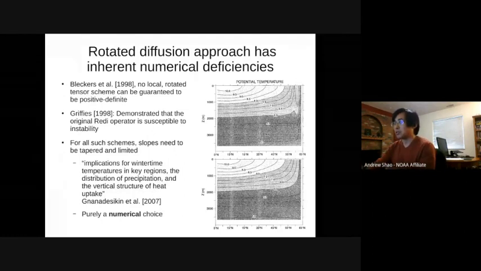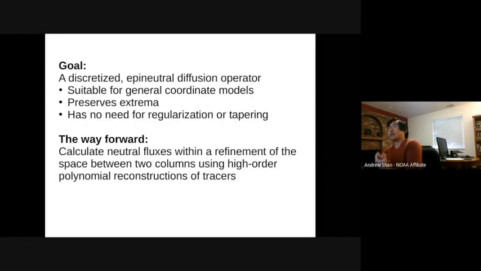So for those reasons, we wanted to come up with a way of doing something completely different from a rotated operator approach that solves some of these problems. The main goal is to create a new discretized epineutral diffusion operator, epineutral meaning along a neutral direction, that is suitable for a general coordinate model, so it can work in any arbitrary coordinate, that preserves the extrema so that you don't get new maxima or minima in your field, and that has no need for this regularization or tapering of the slopes.